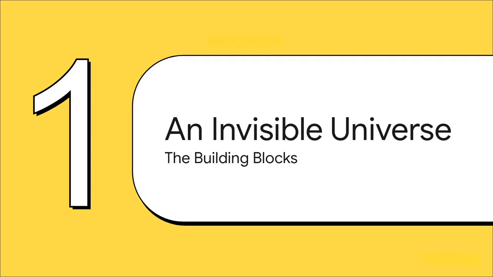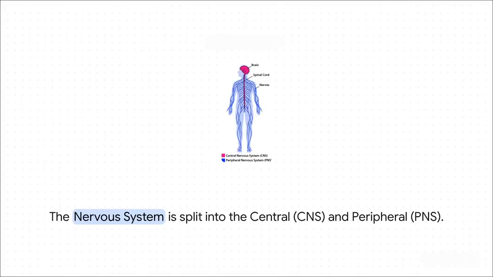So, to figure out how we finally saw inside the brain, we first have to know what we were even looking for. Let's lay out the basic components of this, well, invisible universe. Okay, so the whole nervous system is really split into two main parts. First up, you've got the central nervous system, or CNS. That's the command center, the brain and the spinal cord. Then, branching out from there, is the peripheral nervous system, or PNS. That's all the other nerves connecting the command center to the rest of your body.